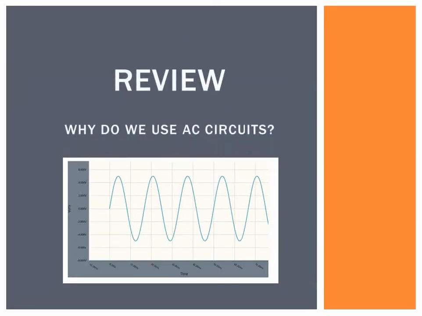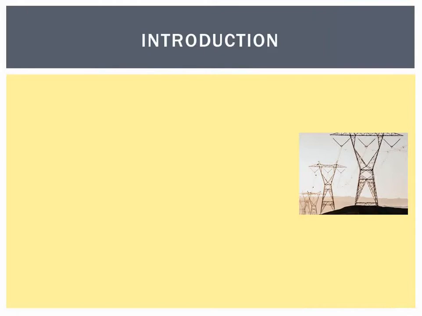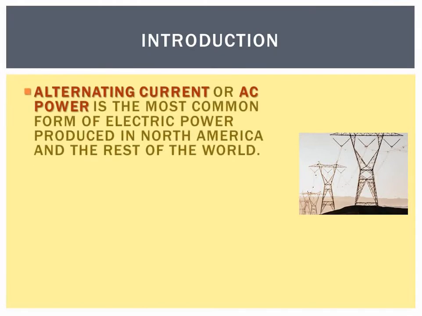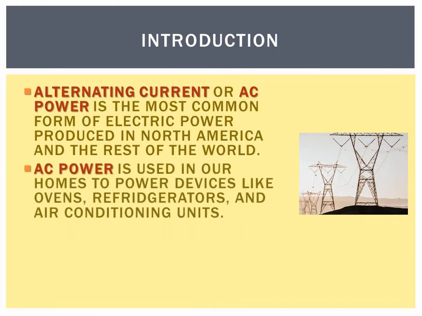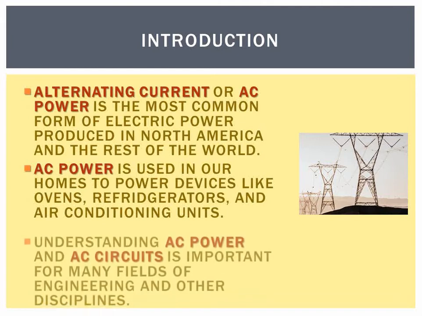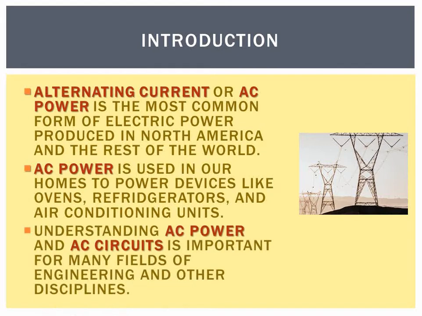First thing, let's just go back and review some things about AC circuits and why we use AC circuits. Remember that alternating current or AC power is the most common form of electric power produced in North America and in the rest of the world. AC power is used in our homes to power devices like ovens, refrigerators, and air conditioning units. Understanding AC power and AC circuits is important for many fields of engineering and other disciplines.